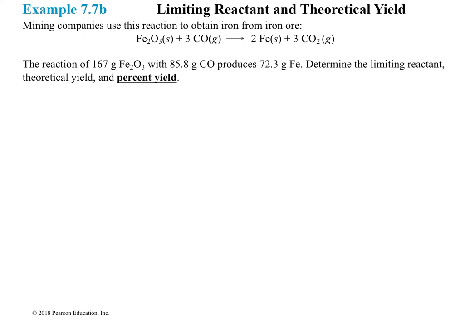In this example, we have iron(III) oxide and carbon monoxide reacting to form iron and carbon dioxide. If we have 167 grams of iron oxide and 85.8 grams of carbon monoxide, here are my reactants, they produce 72.3 grams of iron, so that's from my experiment. Determining the limiting reactant, theoretical yield, and percent yield. So we're going to end up going into iron because that's what they did experimentally.